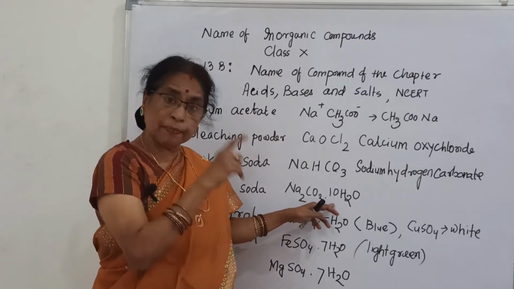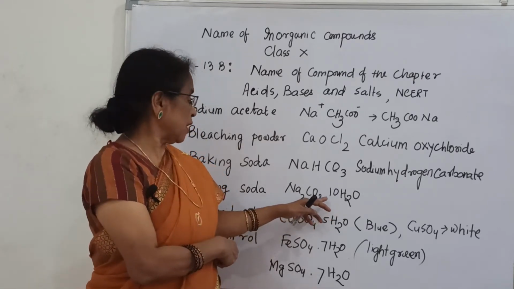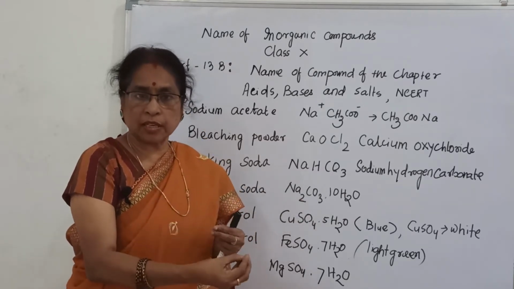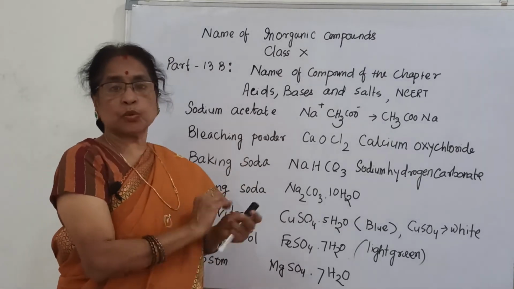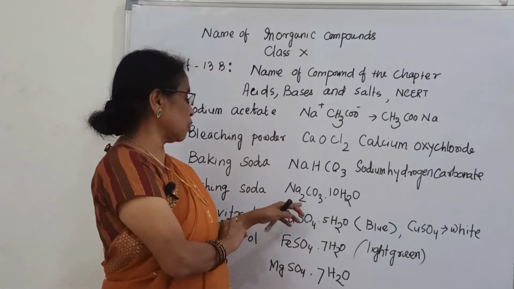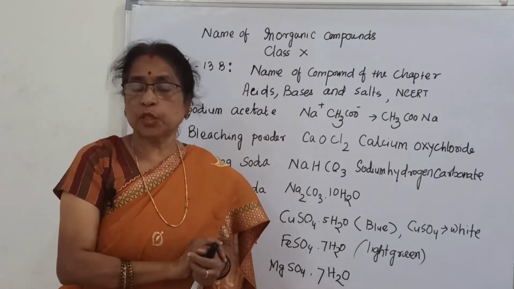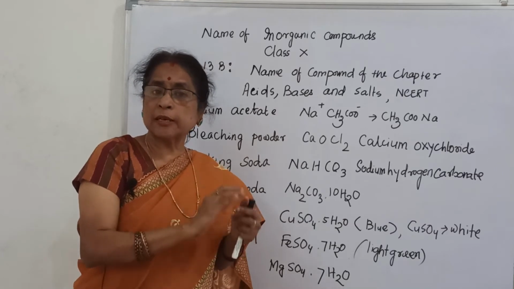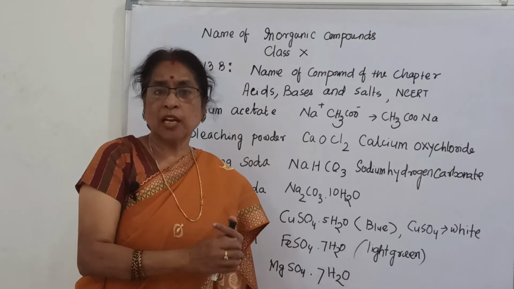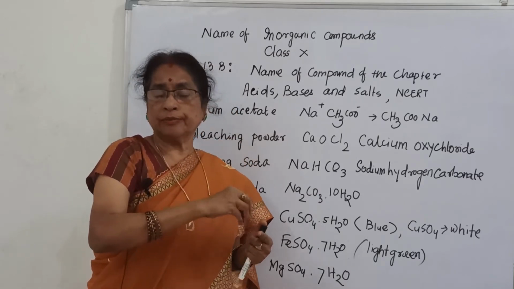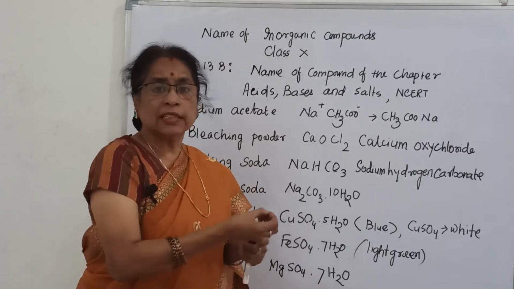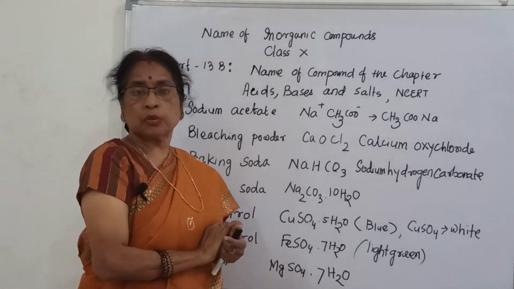Now if 10 molecules of water are there, what happens here? If sodium carbonate is crystallized with 10 molecules of water, the name is washing soda, which you use for washing purposes. So for washing soda, don't write Na2CO3, because Na2CO3 simply indicates sodium carbonate. Sodium carbonate is not washing soda. Sodium carbonate, when crystallized with 10 molecules of water, becomes washing soda.